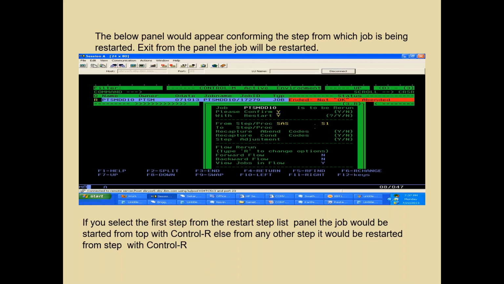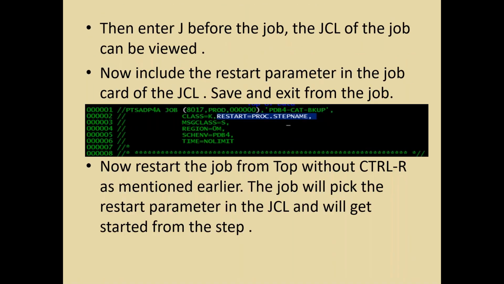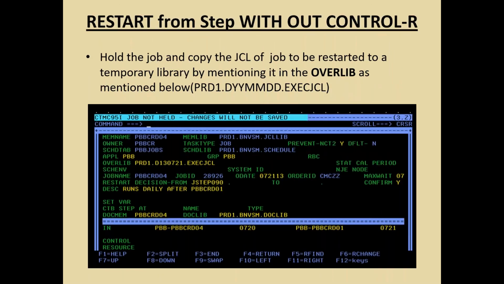Kulbhushan, one more thing. When we are restarting without control R, in that case, we are copying the job to the override library manually, right? Correct. And then we are seeing the job through option J, and then we are editing, giving the restart instruction manually. Correct.